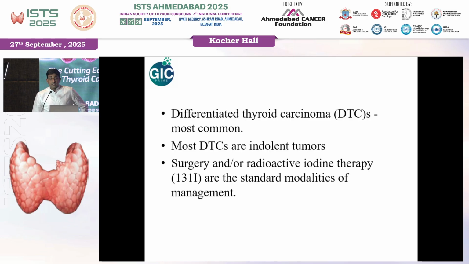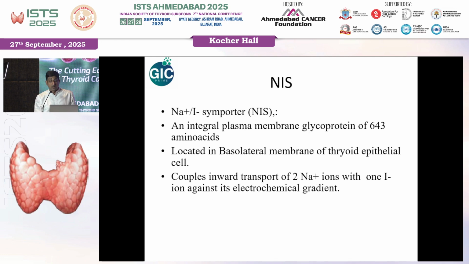Differentiated thyroid cancer is the most common thyroid cancer and mostly comprises indolent tumors. Surgery and radioactive iodine therapy are the standard modalities of treatment. During radioiodine therapy, a cytocidal amount of radioactive iodine is trapped by the thyroid follicular cells with the help of the sodium iodine symporter and is further organified into levothyroxine and triiodothyronine.